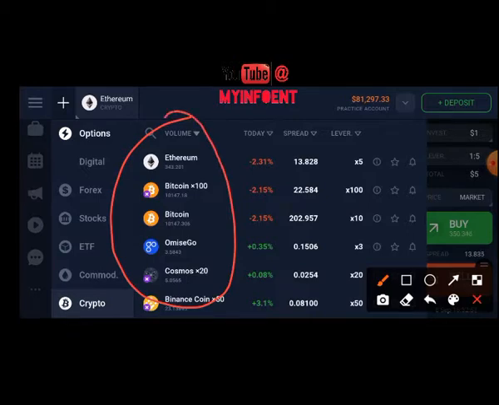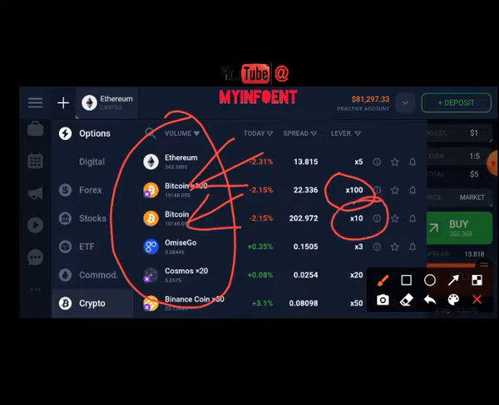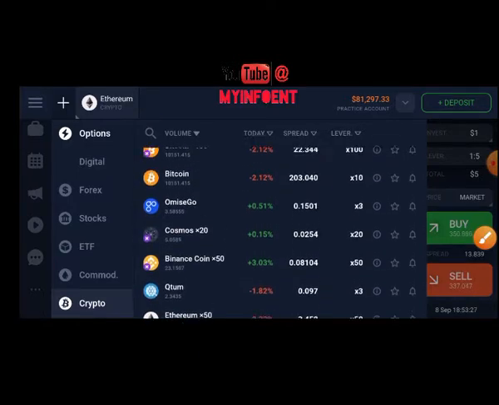You have Ethereum, Bitcoin. If you notice, there are two Bitcoins here. Bitcoin denoted by X100, and this Bitcoin here, where the leverage is X10. So it depends on your risk appetite. If you want to trade with higher leverage, then you trade this Bitcoin here. If you want to trade with lower leverage, you go for this. The same thing applies to other assets like Ethereum.